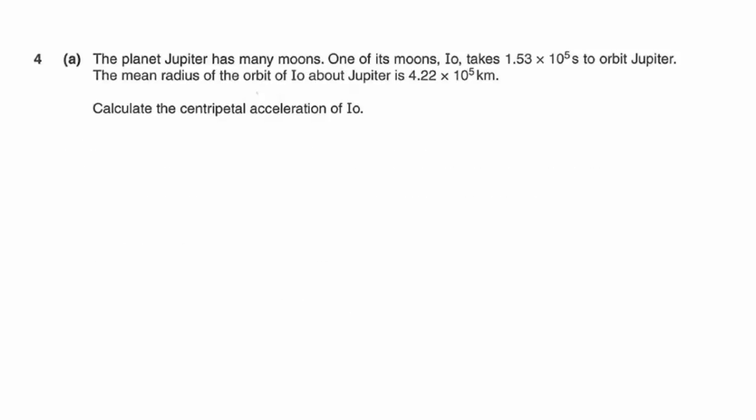Let us look at 4A. As usual, we start by identifying the keywords in this question. In 4A, you are told that for one of the moons of Jupiter, it takes 1.53 times 10 to the power 5 seconds to orbit Jupiter. That would be the period T. It has a radius of 4.22 times 10 to the power 5 kilometers. Note that the radius is given in kilometers. To work out the value later, we will need to remember to convert these kilometers to meters.